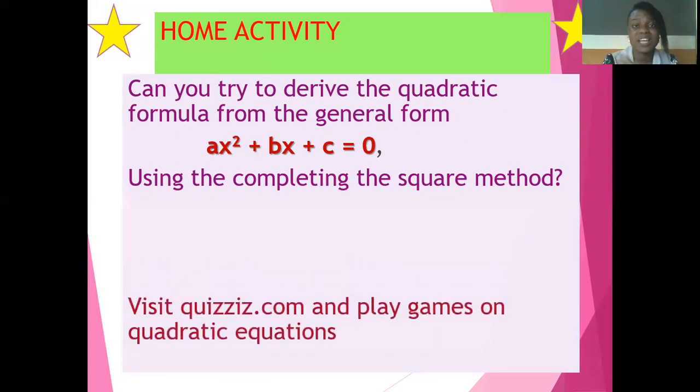And also you can visit quizzes.com. It's a site where you have so many subjects anyway, but you can play a lot of games on those subjects. So I want you to try it out for math. Go to quizzes.com, try to search for quadratic equations and see how far you can go and see what you can solve. See if you're good enough to get it now after watching the class.